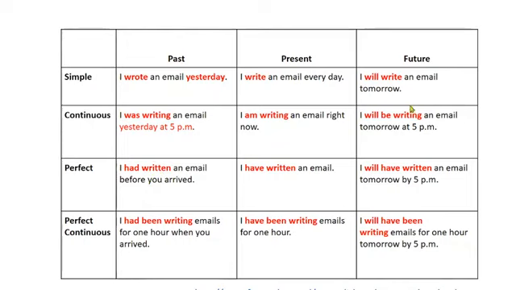And if you go to the future, you know very well, will or shall plus verb. That's what, I will write an email tomorrow. And future continuous will be plus verb plus ing. And future perfect will have plus verb in the past participle form, will have or shall have. And future perfect continuous will have been plus verb plus ing.